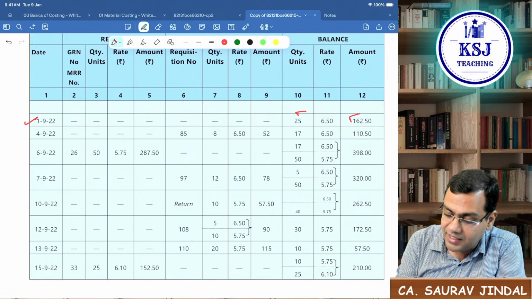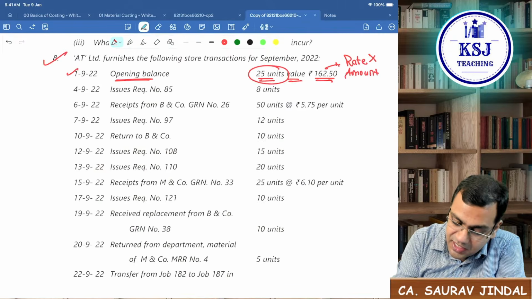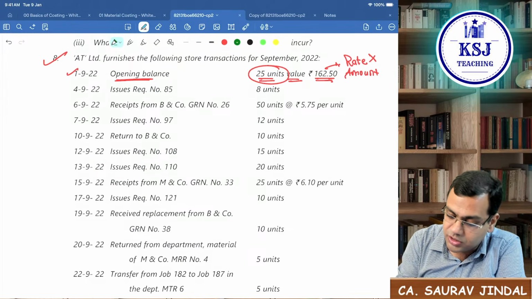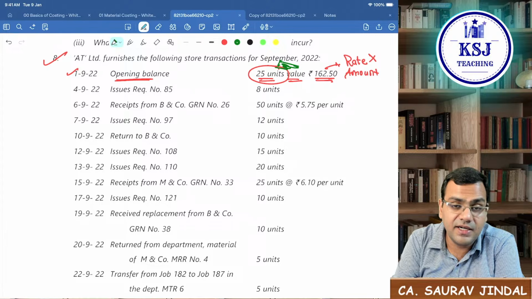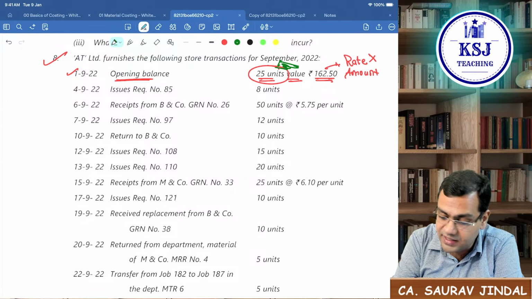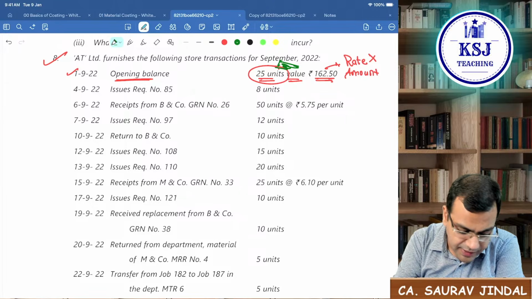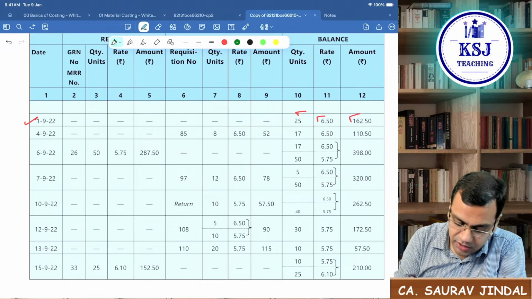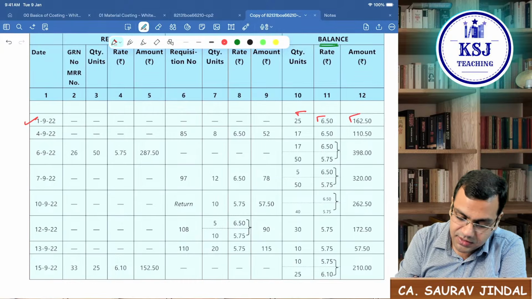So what is the rate here? The rate here is 6.5 rupees. You have to be very careful with the language of the question. This is one point where you can commit mistakes, whether it is the rate per unit given or the total value. So the opening balance we will record on 1st of April directly in the balance column.